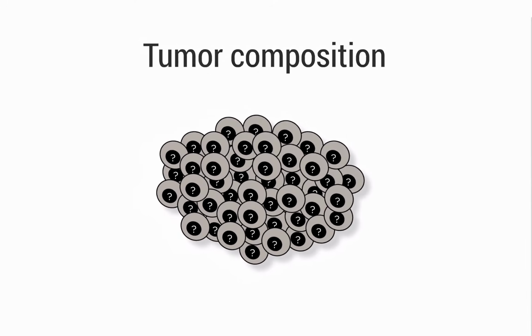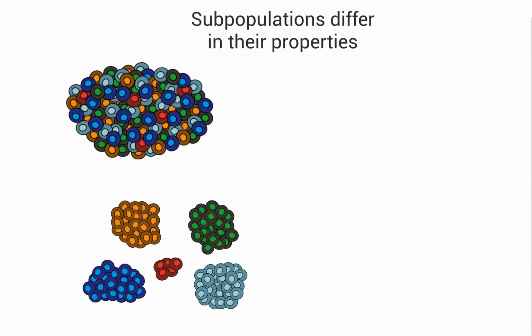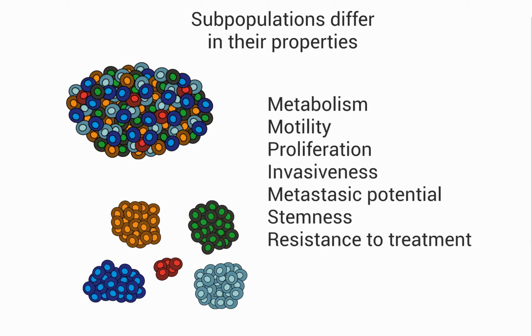We also know that those subpopulations can substantially differ from each other in terms of their properties, such as metabolism, motility, proliferation, invasiveness, metastatic potential, so-called stemness, and very importantly, resistance to treatment. This phenomenon is called tumor heterogeneity, and it is more and more appreciated in cancer research and treatment.